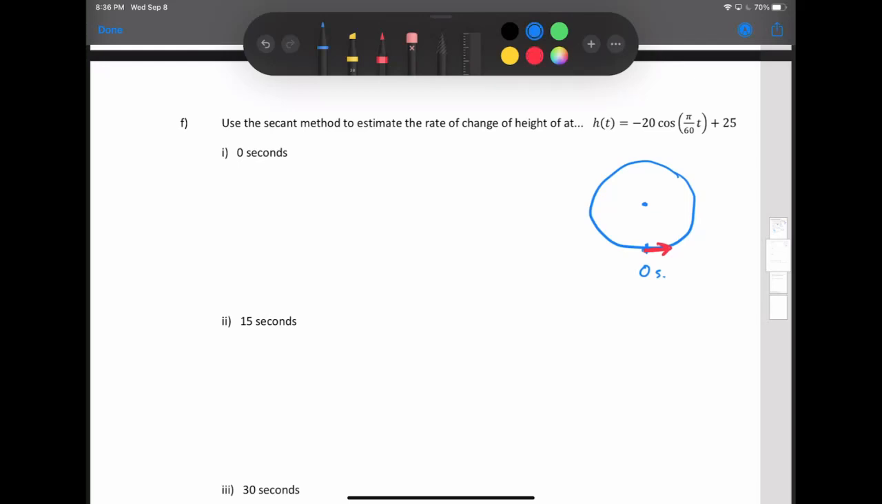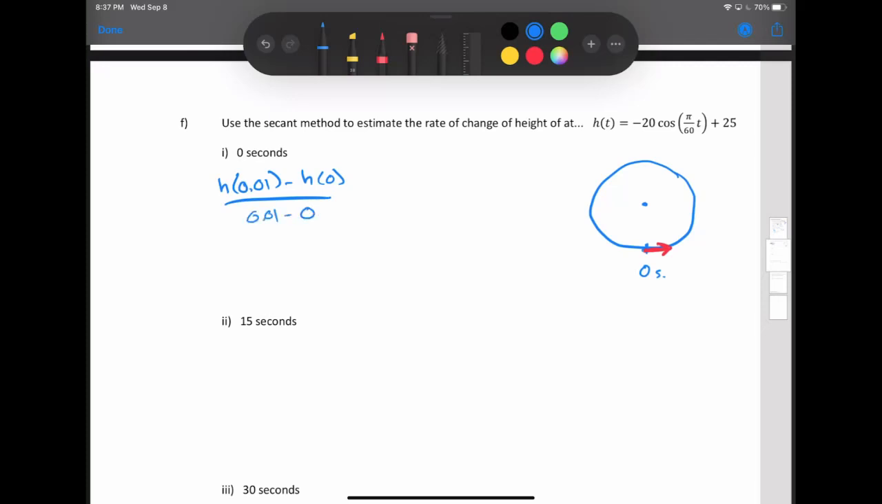How do we find this using the secant method? We do basically a change of height. So a change of height would be a height at a time just slightly larger than 0, and 0. So I think we can get away with 0.01 minus the height, that's messy, minus the height at 0 over 0.01 minus 0.